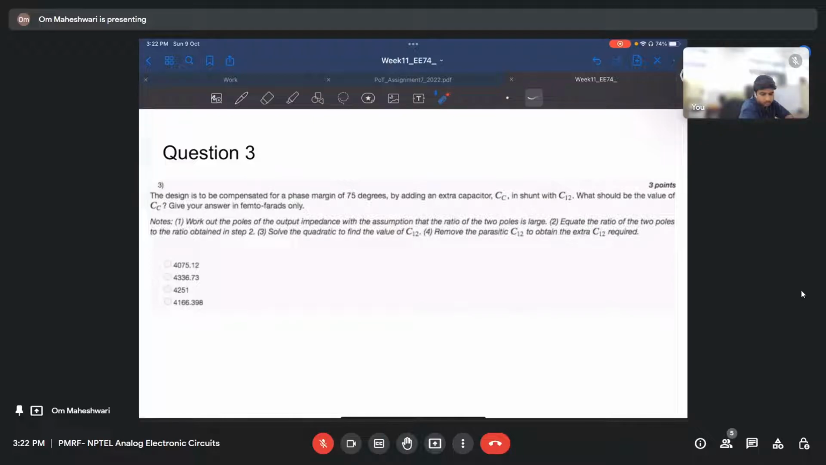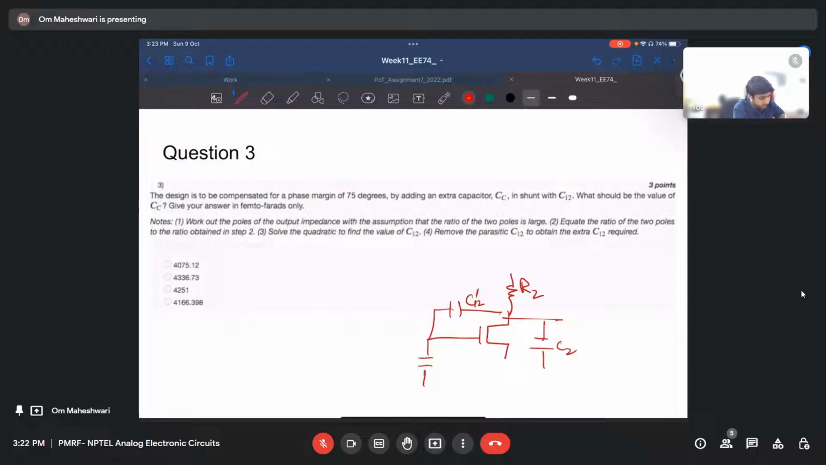Fine. So here, what they are saying is the design is to be compensated for a phase margin of 75 degrees by adding a capacitor CC. What is the value of CC? Okay, so what we have is this now, right? We have here C12, let me call it C12 dash, and here it is C1. So they are adding extra capacitor CC. This C12 now becomes CC plus C12 dash.